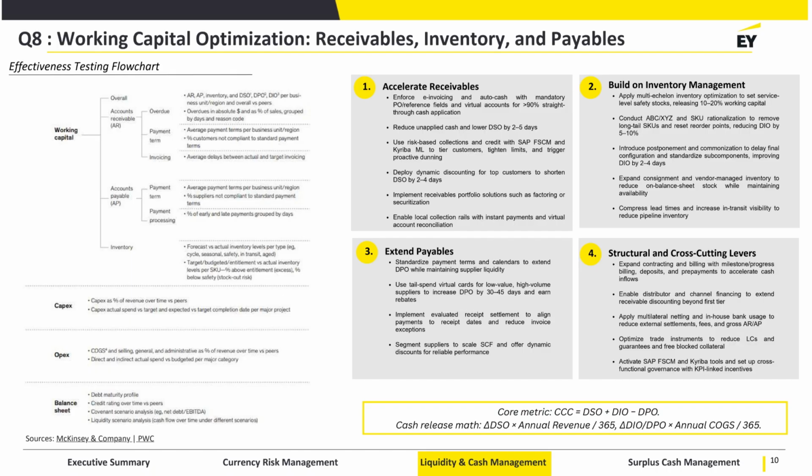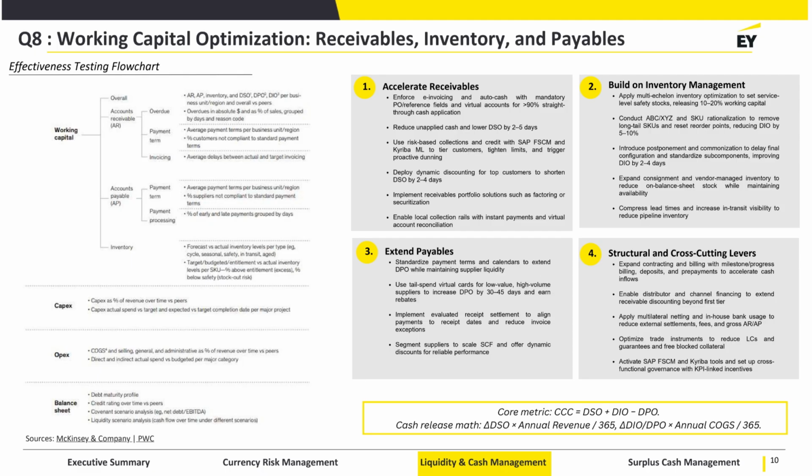The third step is where we extend our payables. We standardized payment calendars, use virtual cards, and evaluated receipt settlement to safely push the days payables outstanding upward while supporting supplier liquidity. We take advantage of the longer periods of credit provided by suppliers in countries where possible in order to increase the overall DPO.